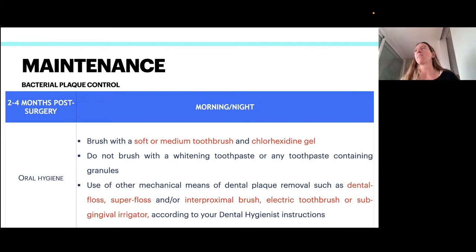In cases, for example, of zygomatic implants, we do not advise to use the subgingival irrigator. In the other cases, yes, cases of bridges, to use the subgingival irrigator. Single cases, also no need for subgingival irrigator.